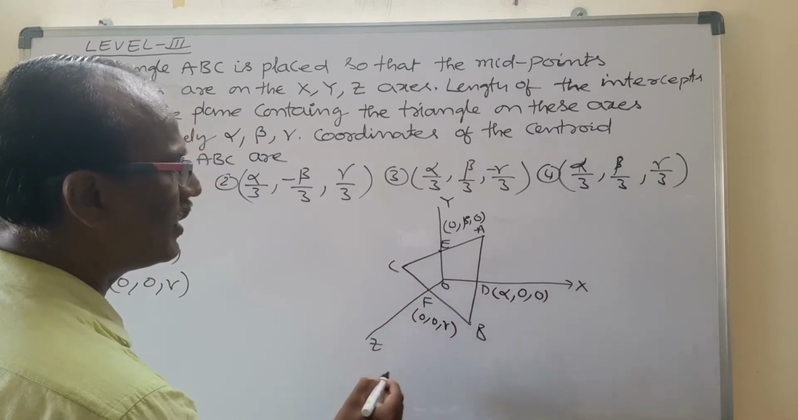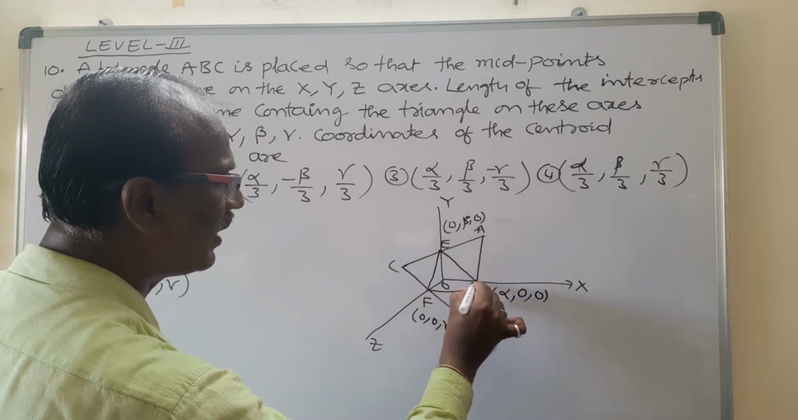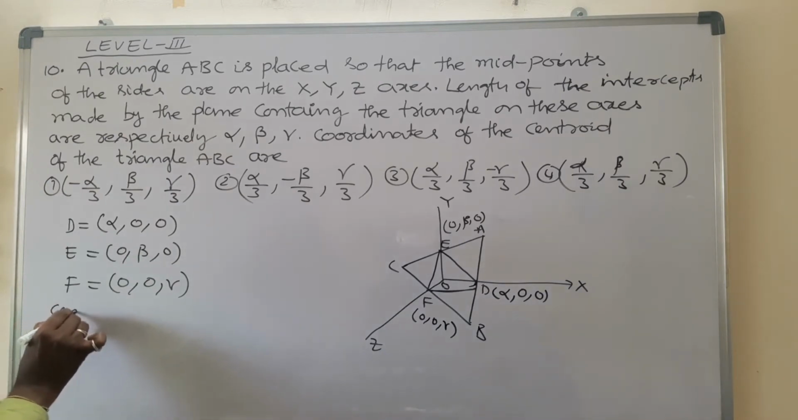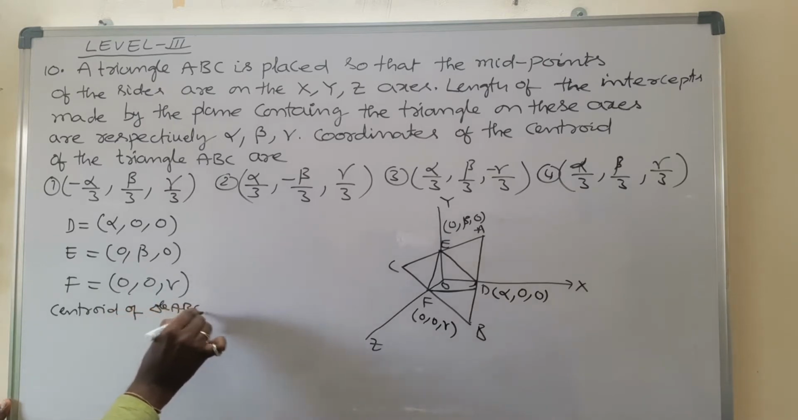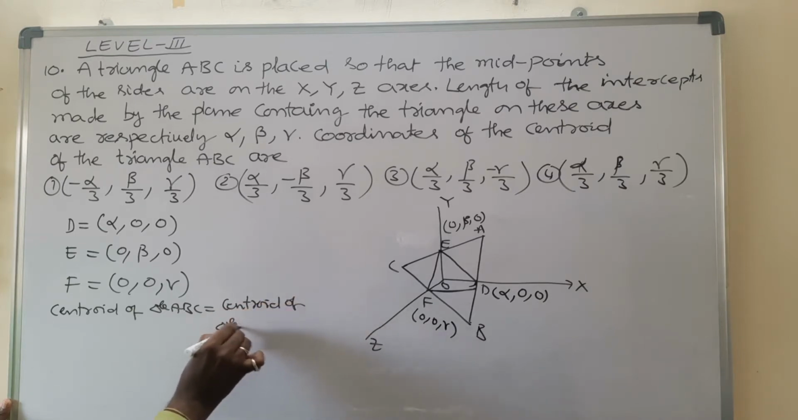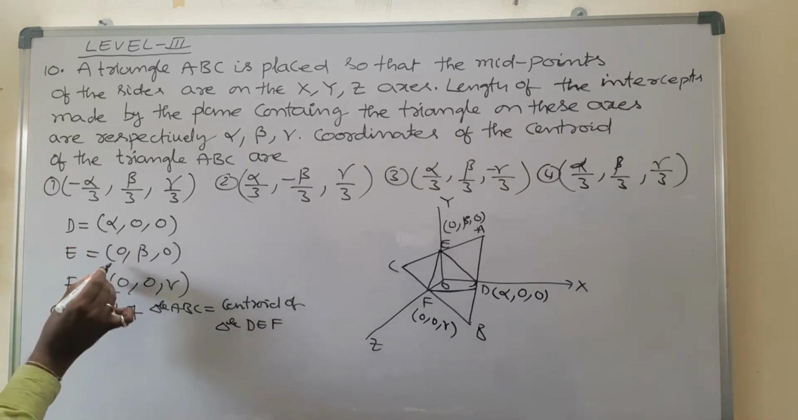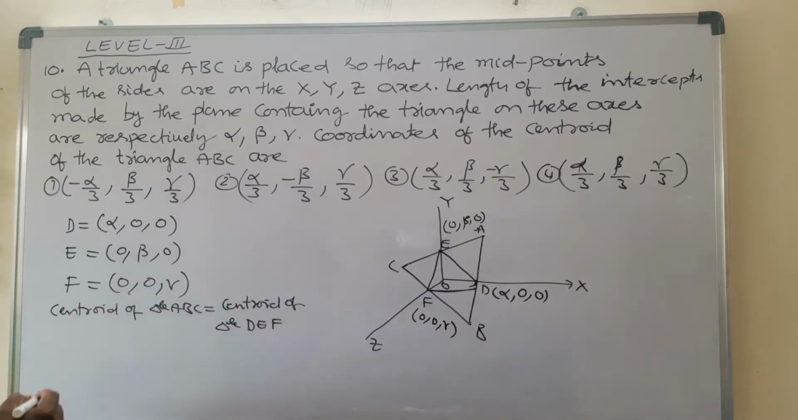The centroid of triangle ABC is equal to the centroid of triangle DEF. The centroid of the midpoints and the centroid of the vertices are the same. Centroid of triangle ABC equals centroid of triangle DEF. If the points are x1, y1, z1, x2, y2, z2 and x3, y3, z3, the centroid is x1 plus x2 plus x3 by 3, y1 plus y2 plus y3 by 3, z1 plus z2 plus z3 by 3.